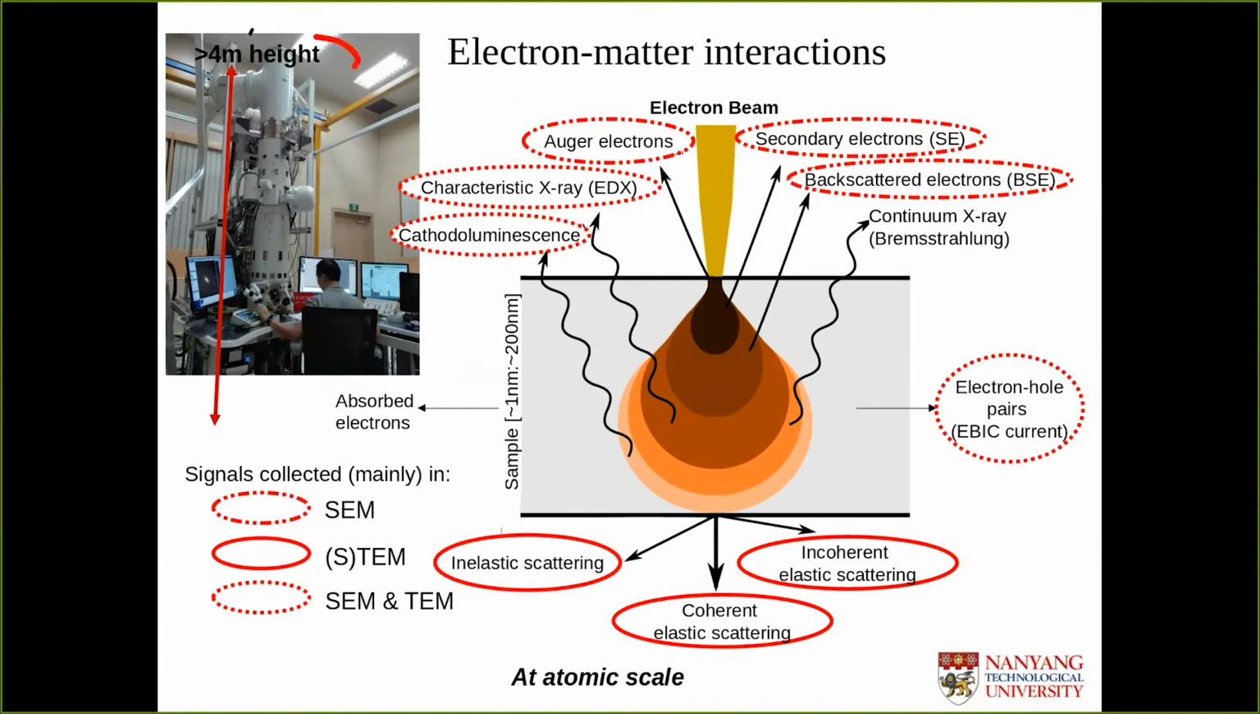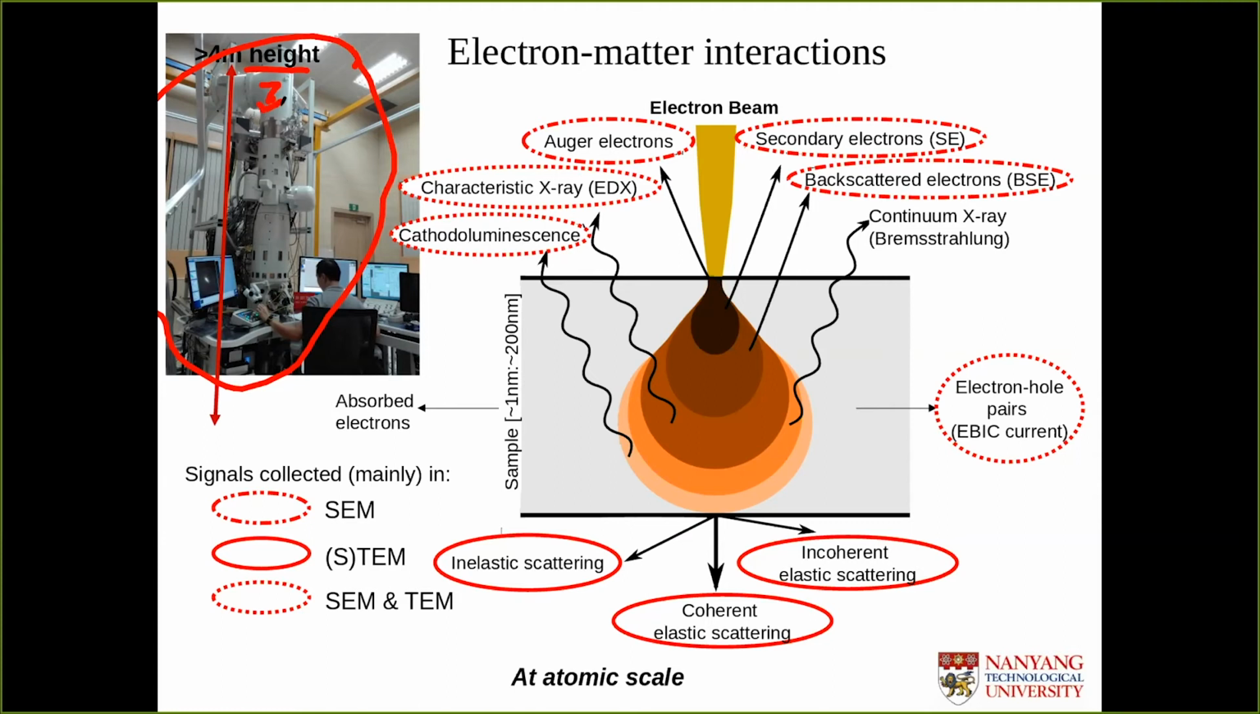So on the left-hand side, you can see a TEM. It's a machine which is something like 4 meters high. We have an electron gun at the top of the machine, which is used to generate electrons, and the electrons are accelerated, depending on the setting, up to 300 kilo electron volt nowadays. And this machine that you can see is the one installed in NTU in FACS.